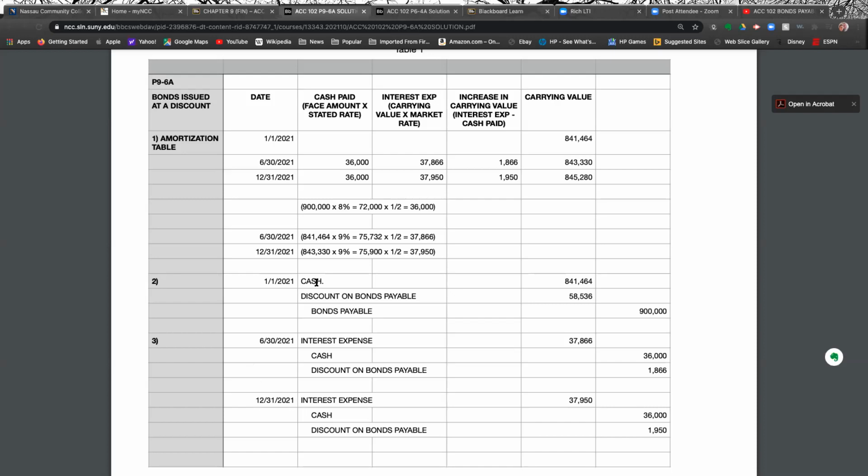So debit cash for the amount you received, $841,464. Credit bonds payable, always for face amount. Remember, whether the bonds are sold at premium, discount, or face amount, your credit to bonds payable is always for face amount. The difference between the two, $58,536, is discount.